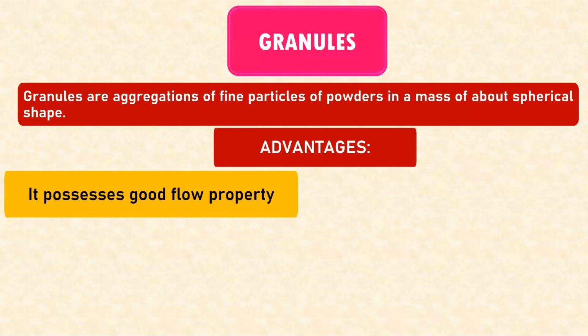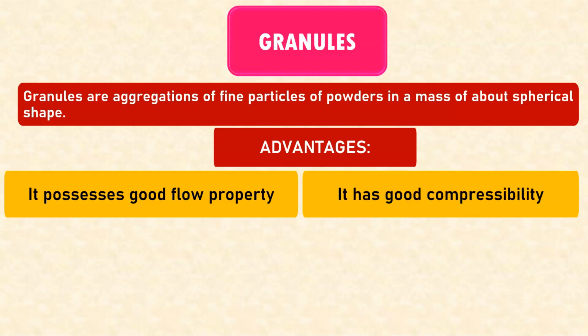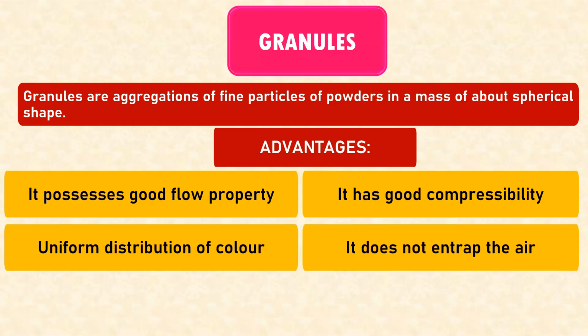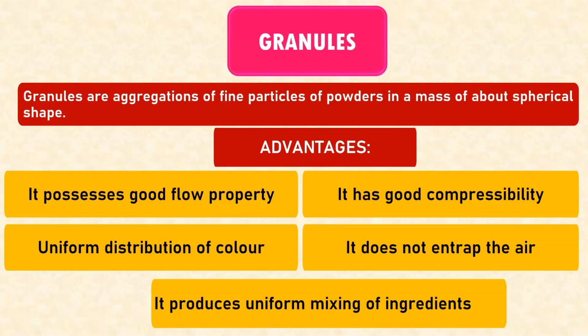Now the first advantage is it possesses good flow property. Then the next advantage is it has good compressibility. Then the next advantage is uniform distribution of color. Then the next advantage is it does not entrap the air. The next advantage of granules is it produces uniform mixing of ingredients. So this is about the definition of granules and advantages of granules.